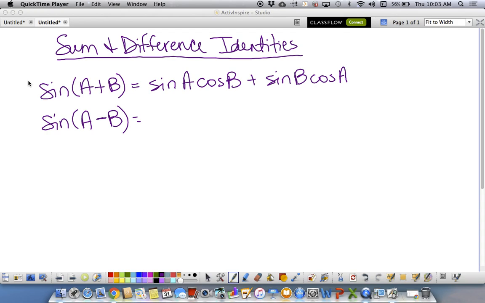Starting a little late, writing down the formulas. We have sine A cosine B minus sine B cosine A. Whatever they are.